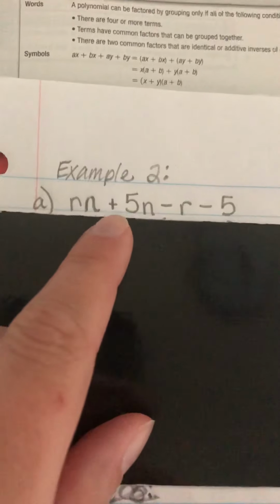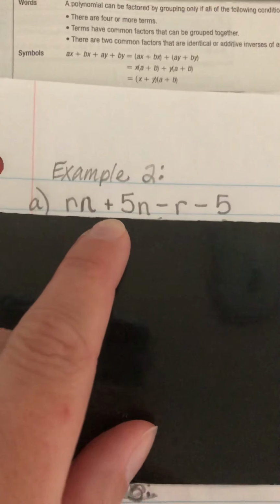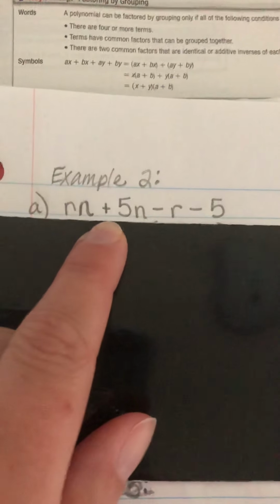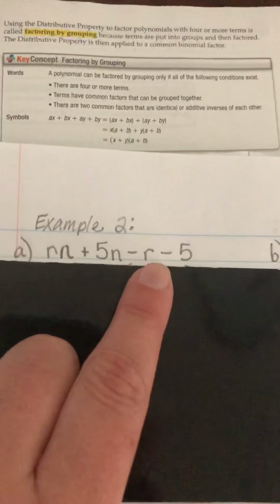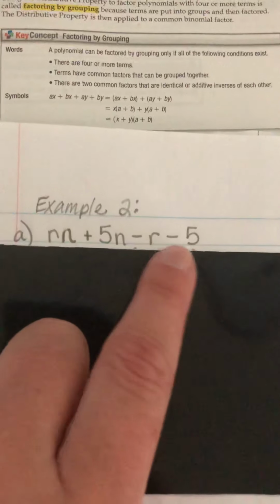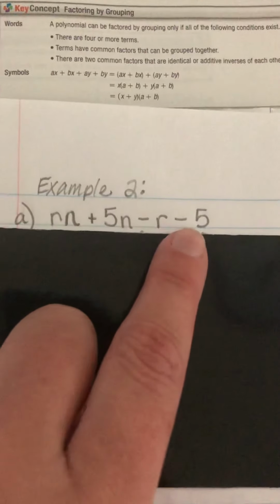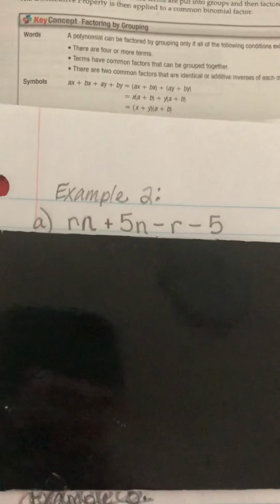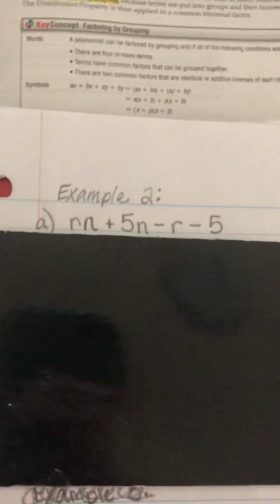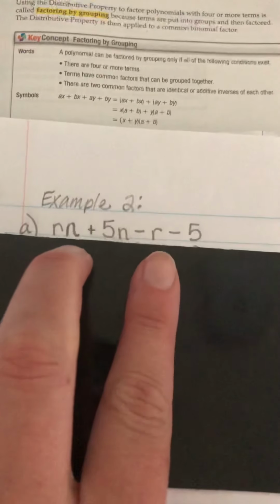If you look at these first 2 terms, they both share an n. So you could pull out an n. But then you would say, well, then these don't have anything in common to factor out, so that's not going to work. You kind of just have to guess and check and see if it's going to work or not.